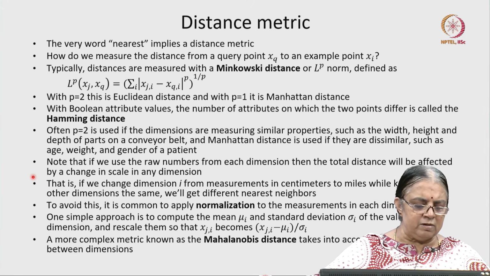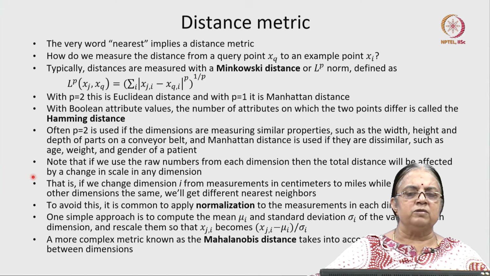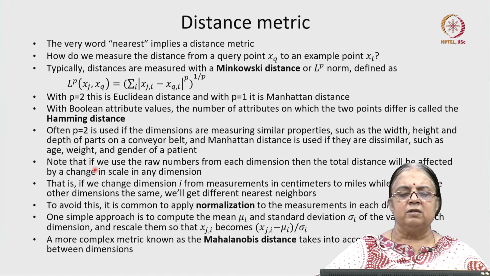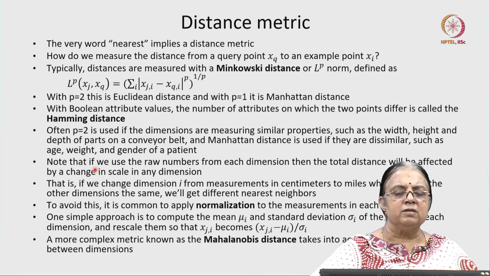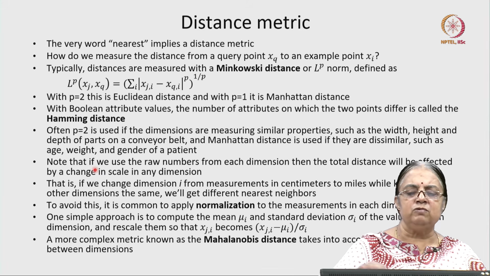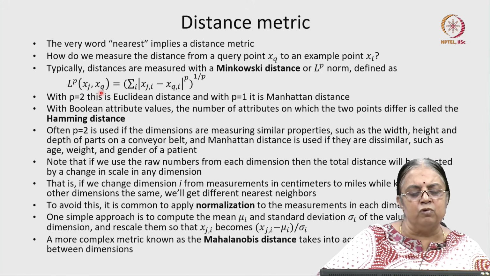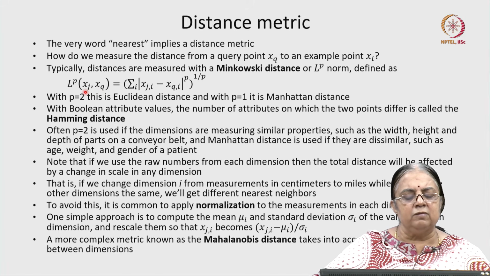Obviously, here the distance metric is very important, because you have to find the point which is closest to that. So, what are the distance metrics that you can use? What is generally used is what is called the Minkowski distance or the Lp norm. So, what is this Lp norm? Suppose I have a query xq and I find the distance from some pattern xj.